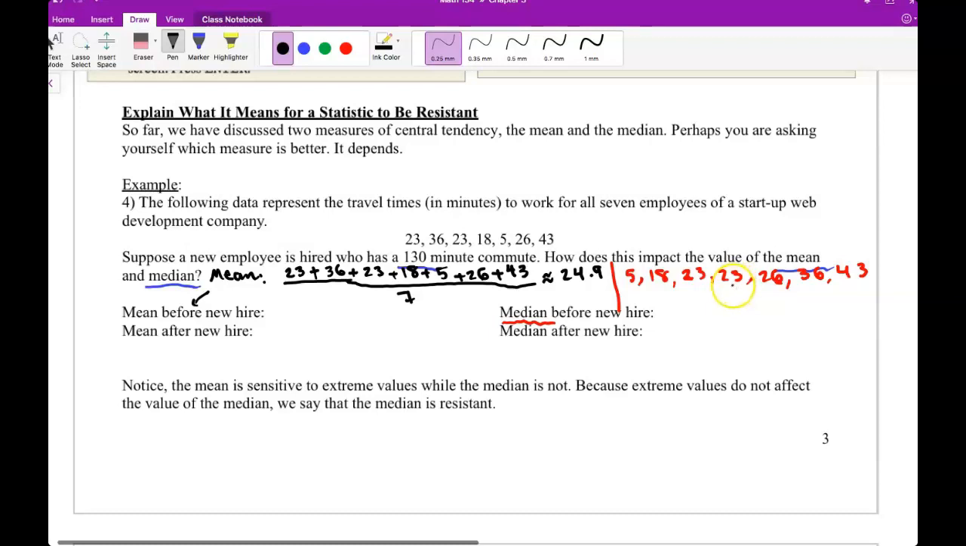So we have 7 numbers, and this is what we have in between. That is the median.